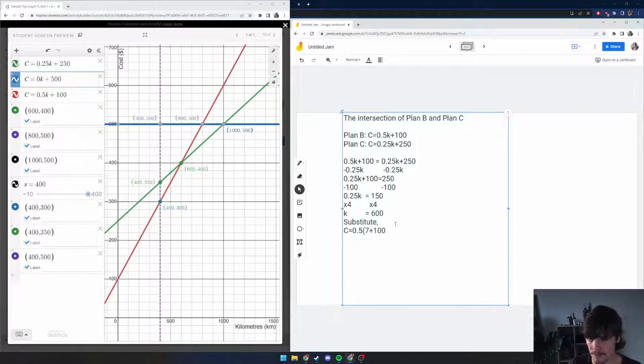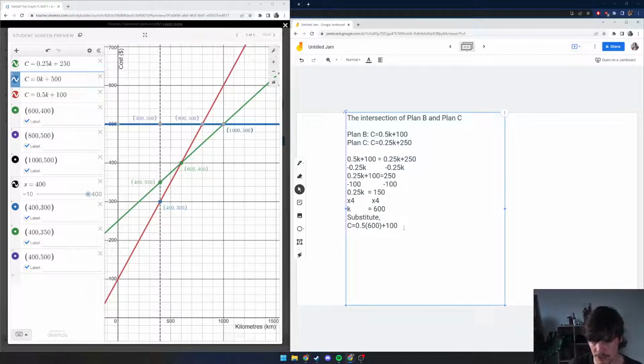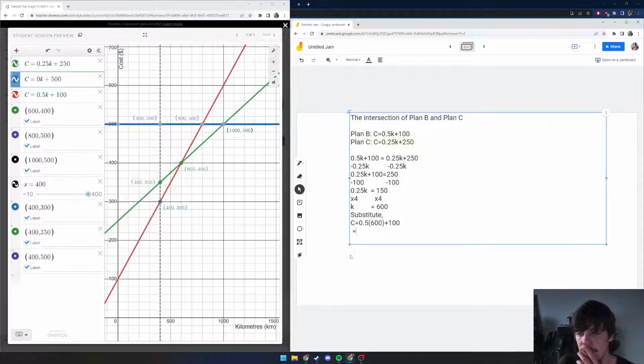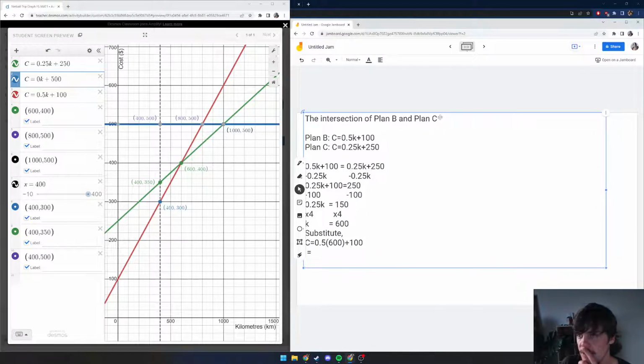Whoopsies. So 0.5 times 600, that is, why does this thing make itself so big? I don't want me to be like that. Have I got like enters down here? I do. My bad. Okay, so you want to be a bit bigger, please.